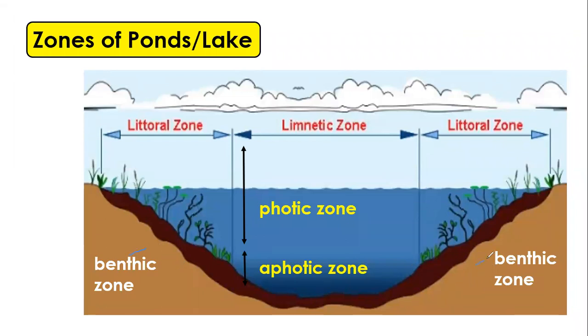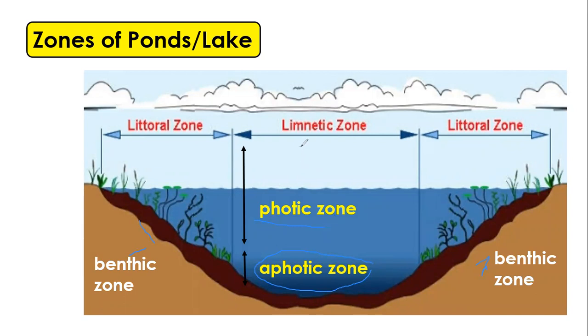These are benthic zones, the muddy zones, the soil. Then the aphotic zone is a zone wherein there is little to no light that can pass through in that particular part of the pond or lake. So it means that that part of the lake is very dark. We have photic, wherein the light can pass through in that part. So it has light. It's not very dark.